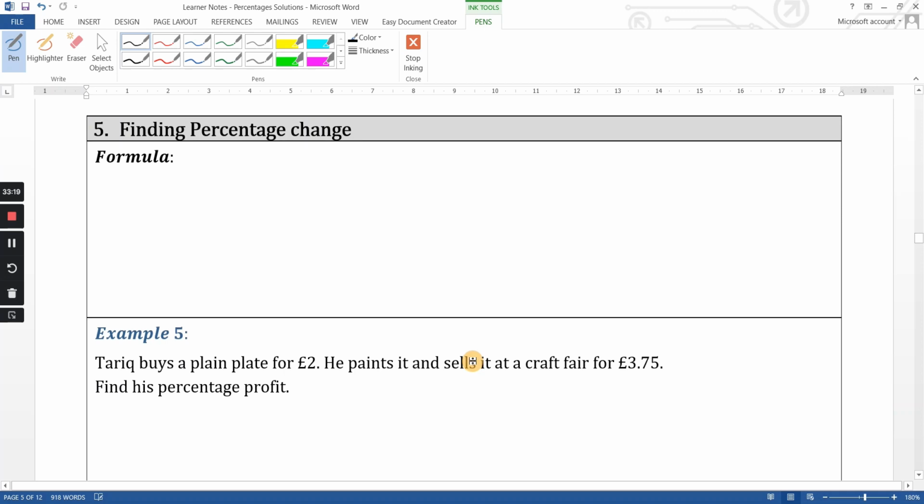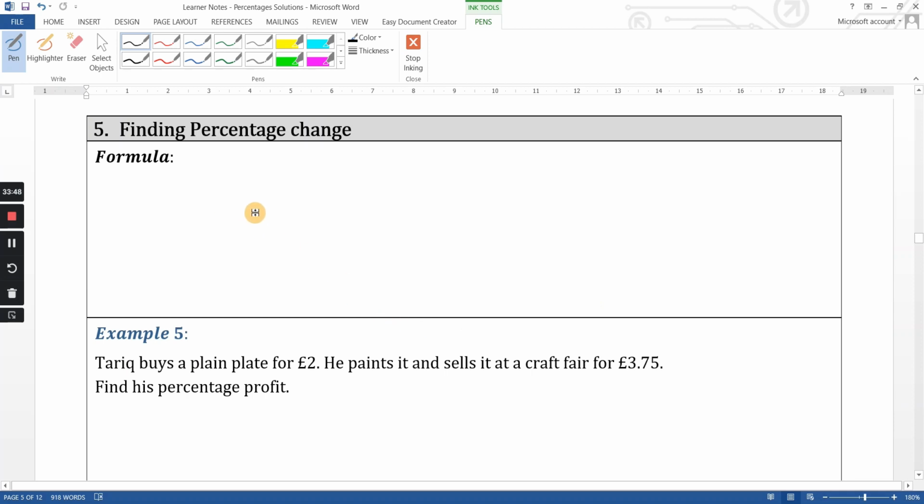Let's move on to the next section, which is finding percentage change. This is a topic that's in both GCSE and Functional Skills Level 2. It doesn't come up in Level 1 at all, in fact. I've never seen it, but it does come up in Level 2.